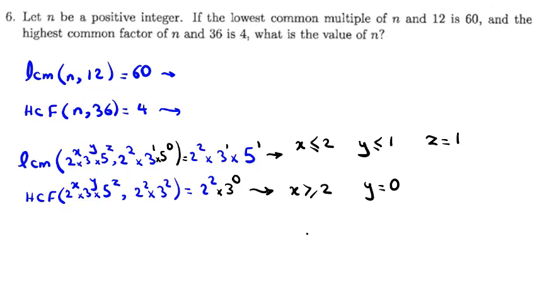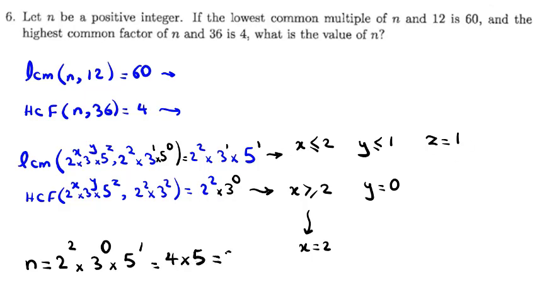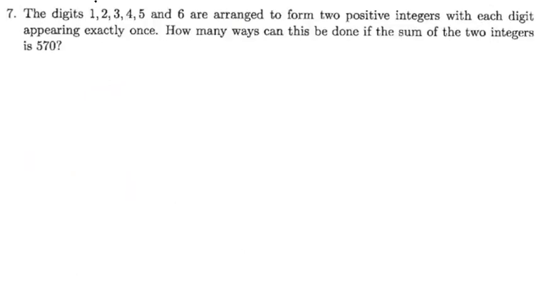So from these two things, x is greater than or equal to and less than or equal to 2, so x equals 2, y is 0, z is 1. The problem asks what's the value of n? N is 2 to the power of x, which is 2 squared, times 3 to the power of y, which is 3 to the power of 0, times 5 to the power of z, which is 5 to the power of 1, and it will be 4 times 5, which equals 20.